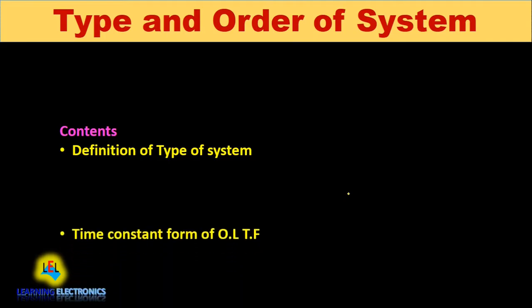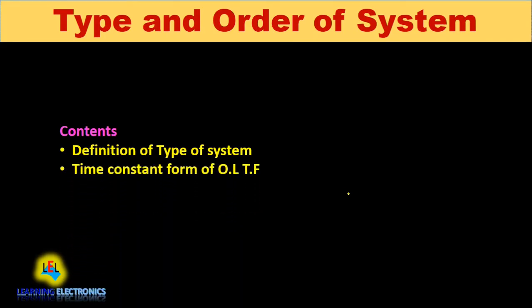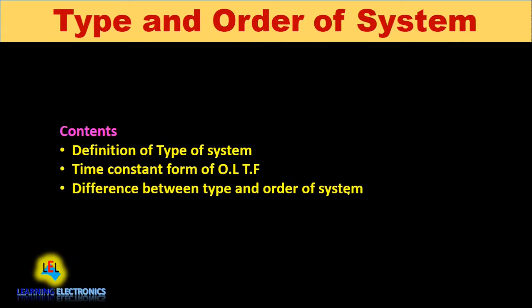First of all, we will discuss the contents which we are going to discuss. First one is definition of type of system. Second is time constant form of open loop transfer function. Third is difference between type and order of system, and fourth is example.